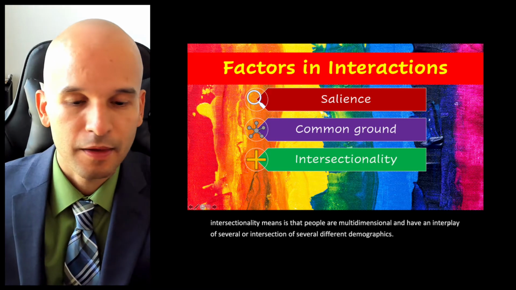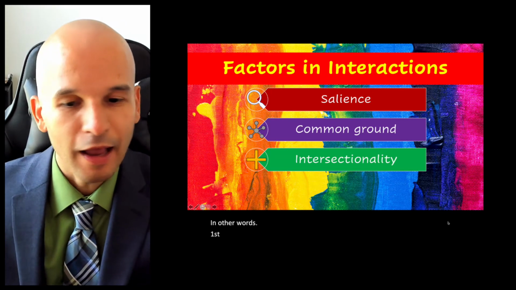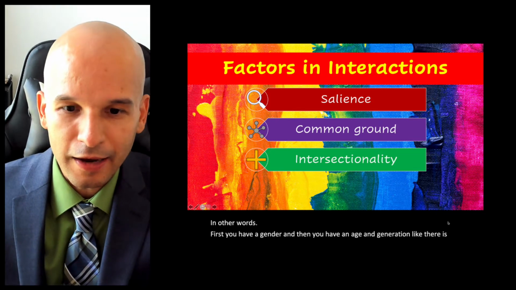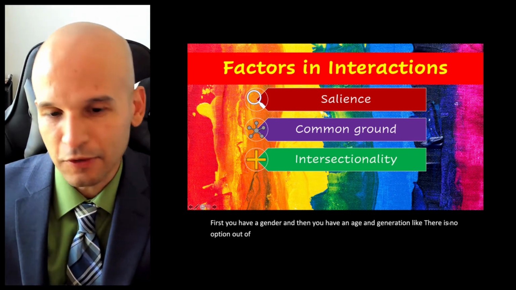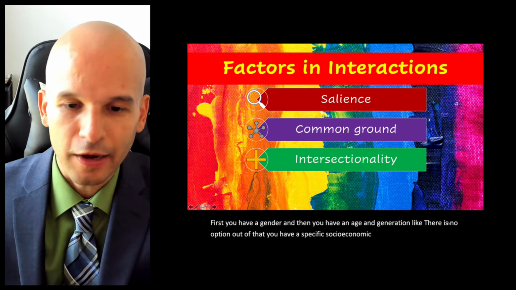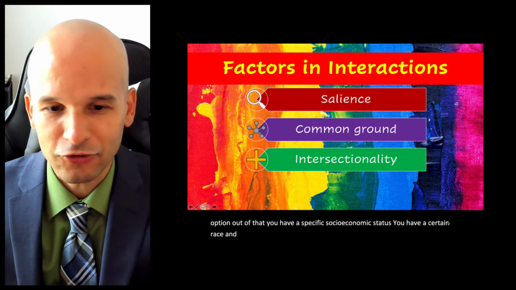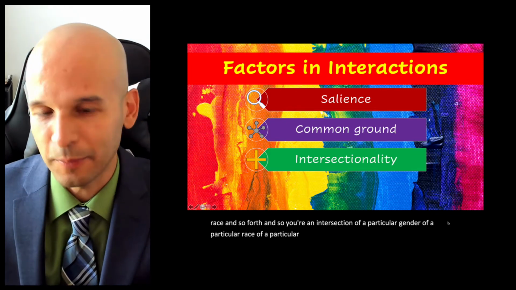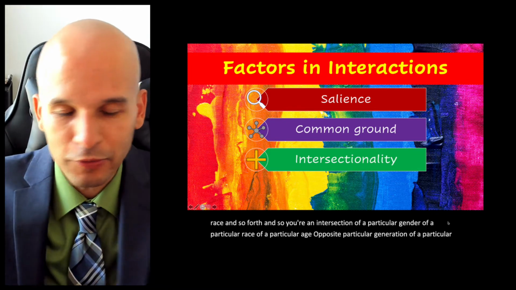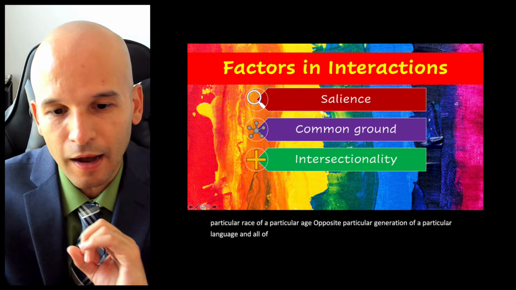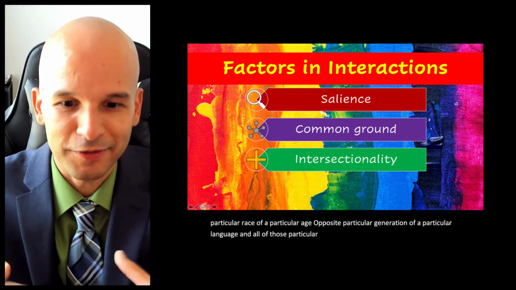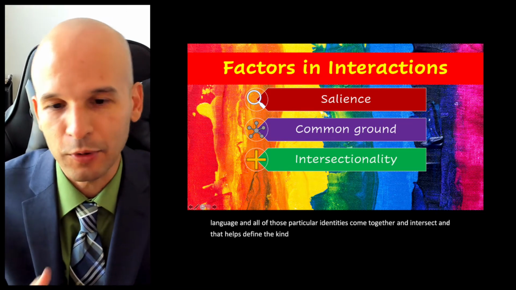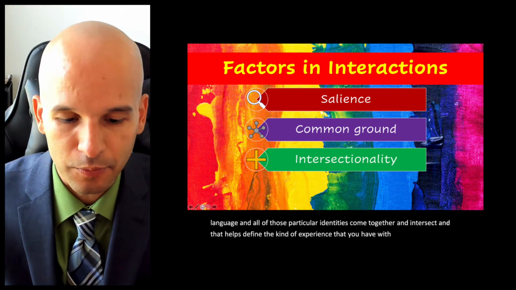In other words, first you have a gender, and then you have an age and generation. Like there is no option out of that. You have a specific socioeconomic status. You have a certain race, and so forth. And so you're an intersection of a particular gender, of a particular race, of a particular age, of a particular generation, of a particular language, and all of those particular identities come together and intersect, and that helps define the kind of experience that you have with interacting with people and interacting with the world.